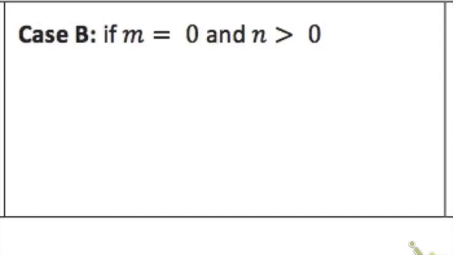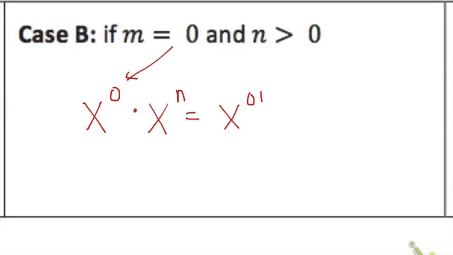Now if m is equal to 0 and n is greater than 0, then we have x to the 0 times x to the n. And following our old rule, that would be 0 plus n, which of course is just x to the n. And in order to get that, that really proves that x to the 0 is equal to 1, because it does not affect the product.